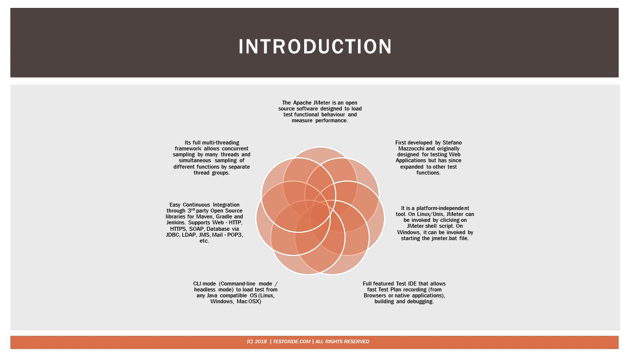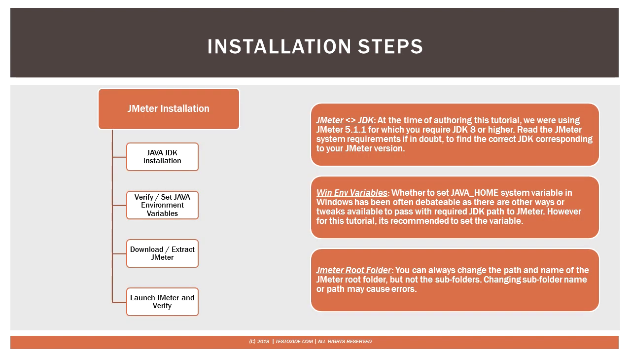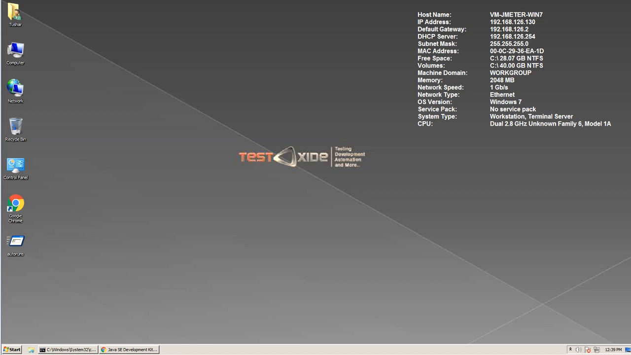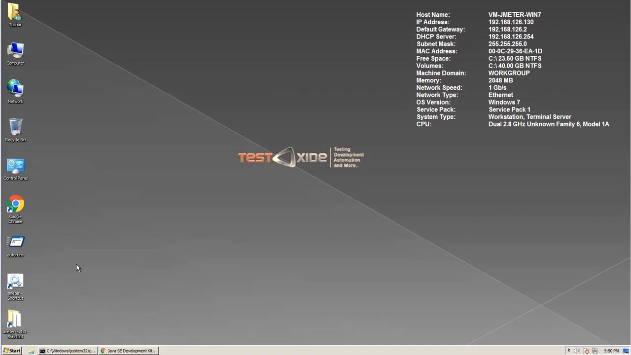Alright, so without any further delay, let's jump on to the installation. So the first thing you need for Apache JMeter to run is the Java JDK. You should carefully check which version of JMeter you are using and which JDK version it is compatible with. So refer to the online documentation. However, at the time of authoring this tutorial, we were on JMeter 5.1, which was compatible with JDK 8 or higher.